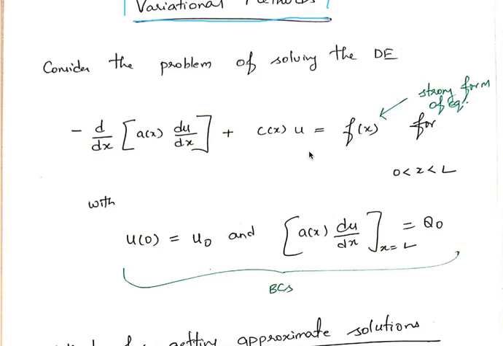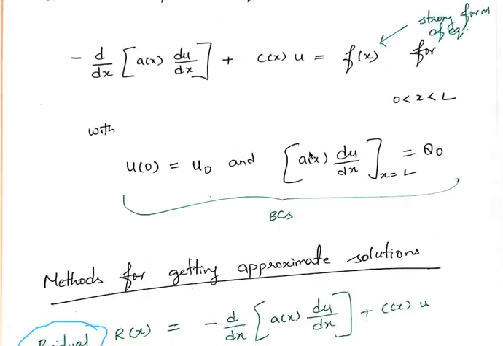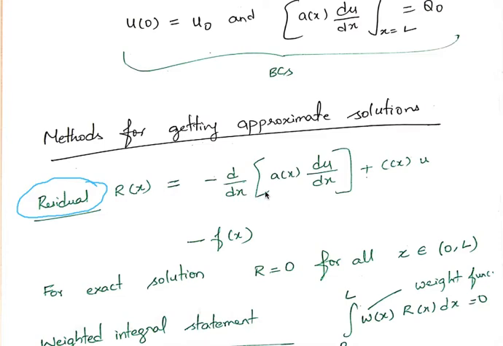For an exact solution, what should the residual be? 0. So if I define R as minus d by dx of a du by dx plus cu minus f, then for an exact solution R would be equal to 0 for all points within the domain. Now, in general we cannot get exact solutions to problems, so we cannot enforce the residual to be 0 at all points within the domain. So if we cannot enforce the residual to be 0 at all points, then what is it that we are going to enforce?